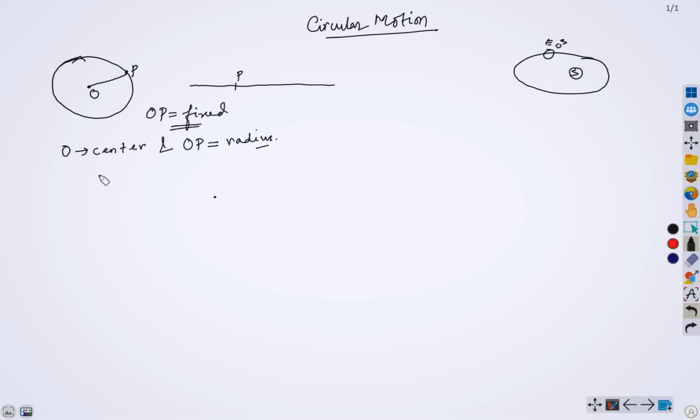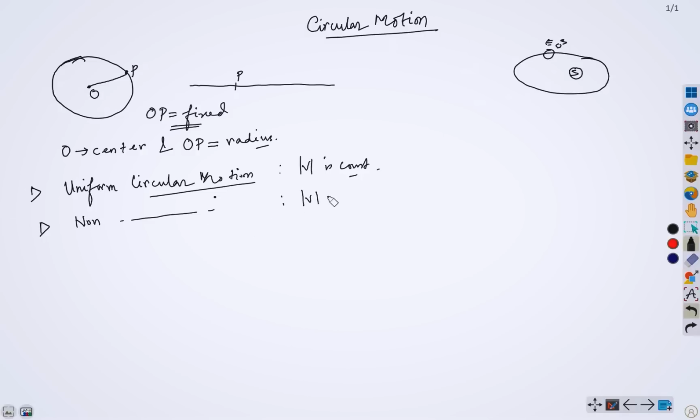So when the speed of the particle performing circular motion is constant, we will call this uniform circular motion, okay? Uniform circular motion, that is when the speed is constant. On the other hand, we would call this non-uniform if the speed is variable, okay? We will explore both of these in this chapter, uniform circular motion and non-uniform circular motion, time to time. As I said, if the speed of the particle performing circular motion changes with respect to time, it's called non-uniform circular motion, okay?